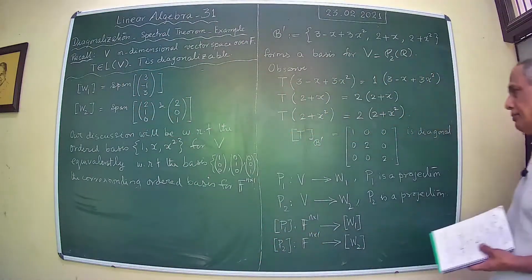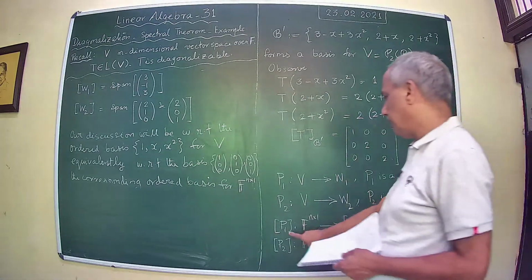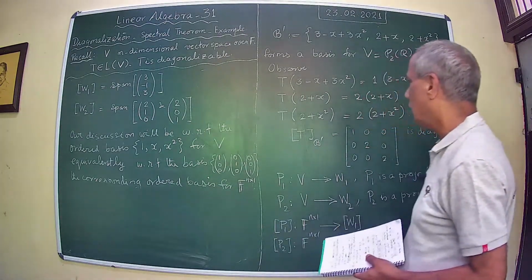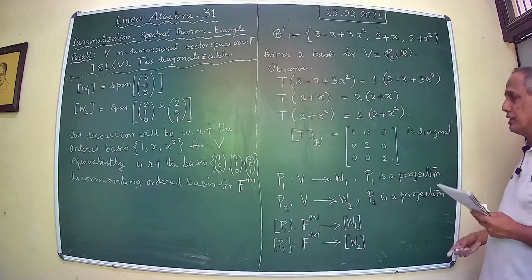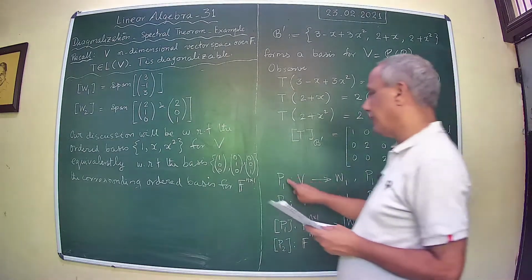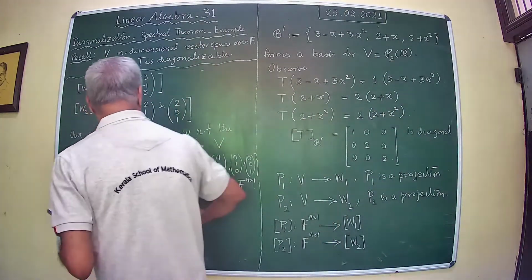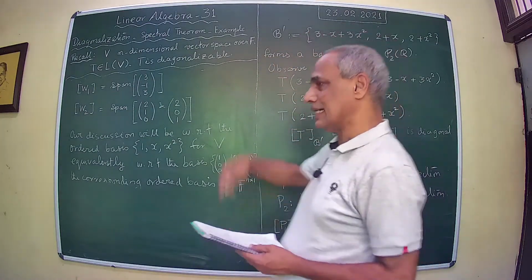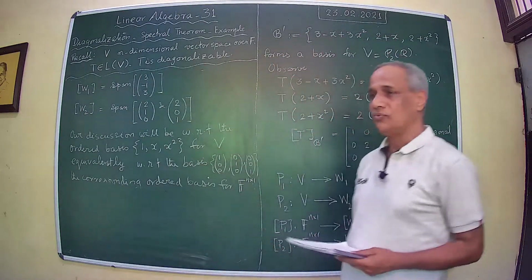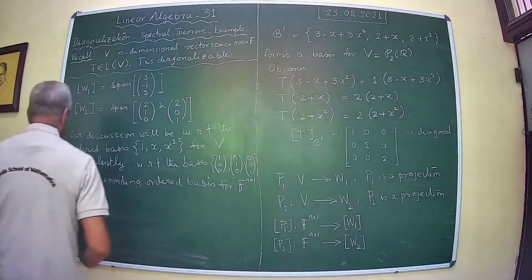So what do we have to do? We have to look at this P1 and P2, or equivalently P1 and P2. So we will work it with F^n cross 1, which is easier to handle, and then translate it back to B. So let us do that.